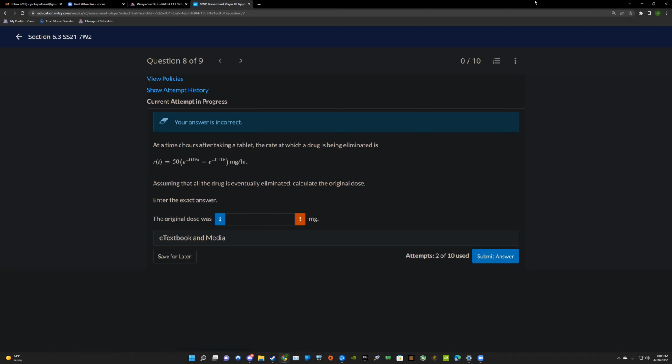So integral, math 9, 0 to 1,000. Yes. Right. Do I put the E in the middle? Yeah, the E is the function. Okay. E to the negative 0.05. I get like 46.